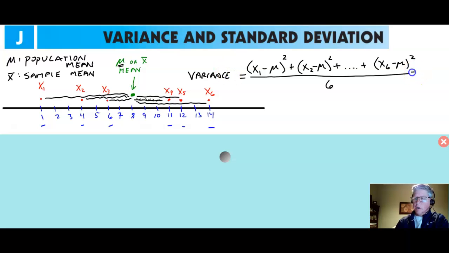What's the symbol for variance? It is lowercase s, or sigma squared. So that right there is the variable that represents variance. It's just weird, isn't it? It's just weird. So that's all there is to it.